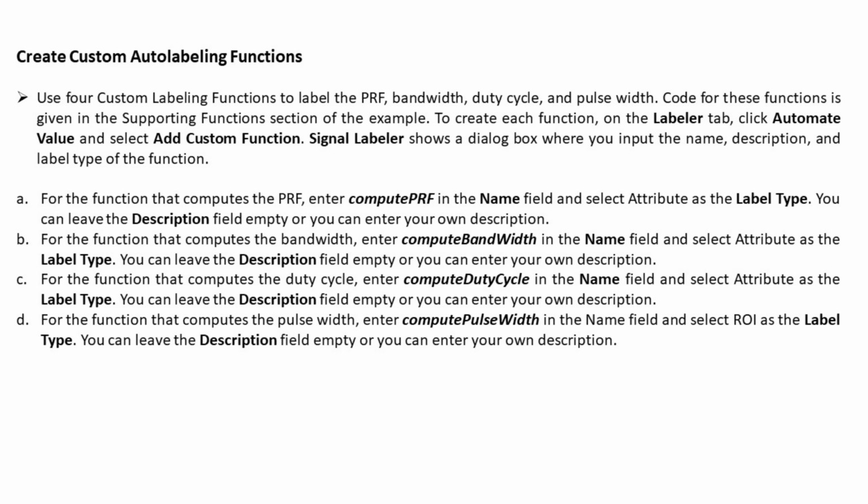For the function that computes the duty cycle, enter Compute Duty Cycle in the name field and select Attribute as the label type. You can leave the description field empty or you can enter your own description. For the function that computes the pulse width, enter Compute Pulse Width in the name field and select ROI as the label type. You can leave the description field empty or you can enter your own description.